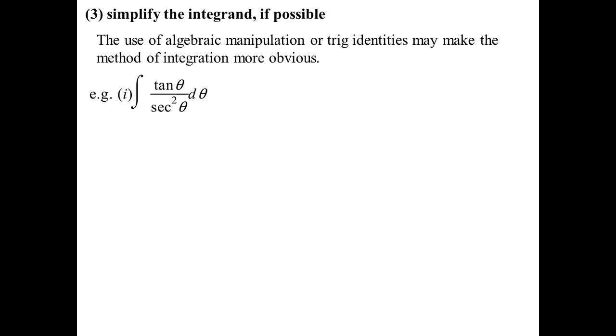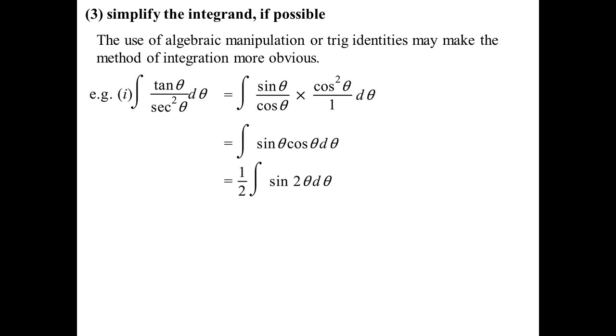So what can I do? Well, I'll turn everything into sines and cosines. And look what happens. We get sine theta on cos theta times cos squared on 1. And so now it's just sine theta cos theta. That's a half the integral of sine 2 theta. So by using my trig identities, I can actually turn that into quite a simple little integral. And sine, of course, goes to minus cosine.